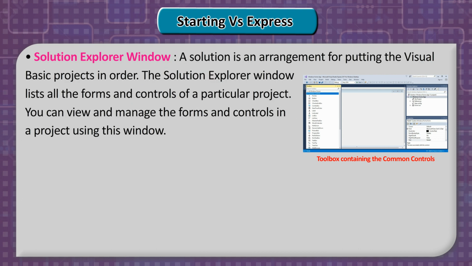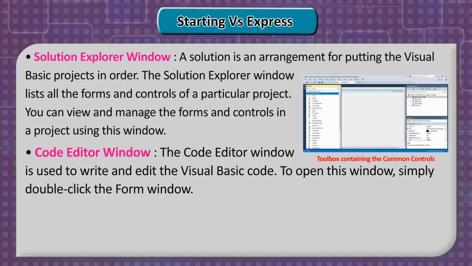Solution Explorer window. A solution is an arrangement for putting three Visual Basic projects in order. The Solution Explorer window lists all the forms and controls of a particular project. You can view and manage the forms and controls in a project using this window.